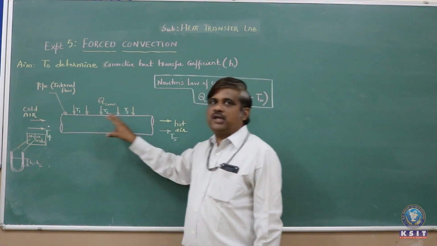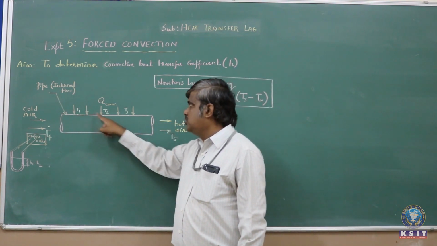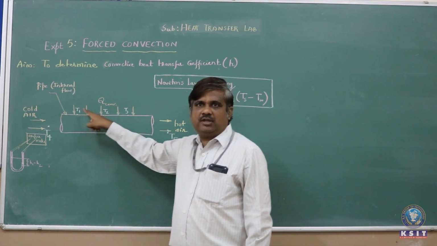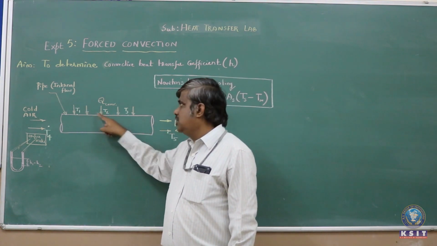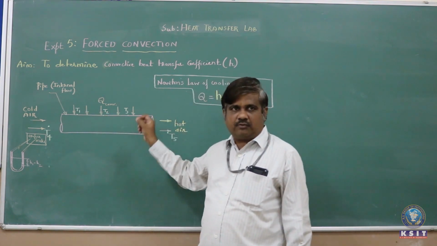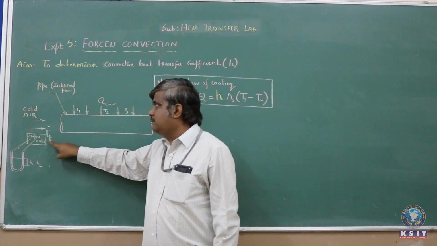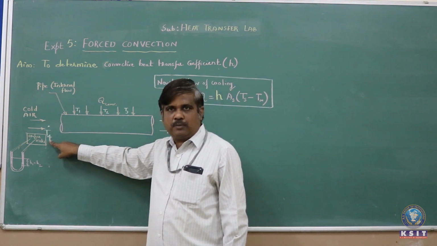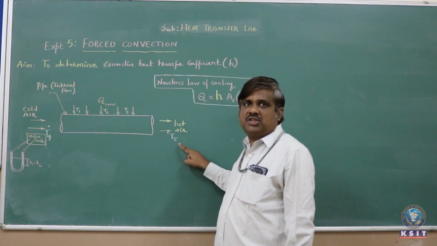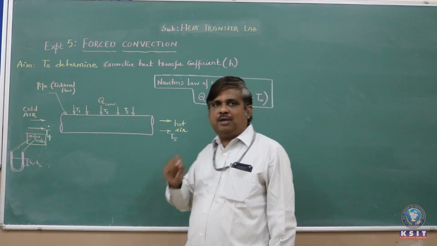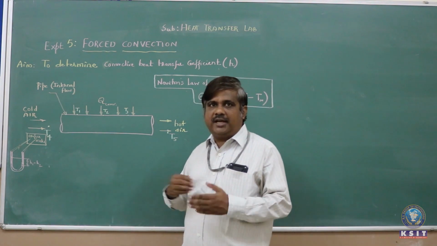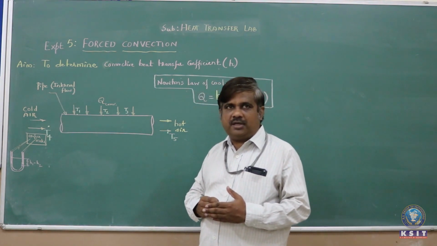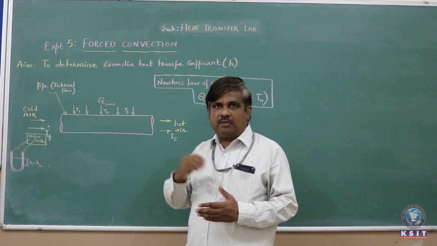To take the readings, there are 3 thermocouples on the surface, that is T1, T2, T3. Please remember the 3 temperatures T1, T2, T3 will be on the surface. The fluid inlet temperature is T4 and the fluid outlet temperature is T5. The type of fluid is air, it's not water. The heat transfer by convection is happening to the fluid from the surface.